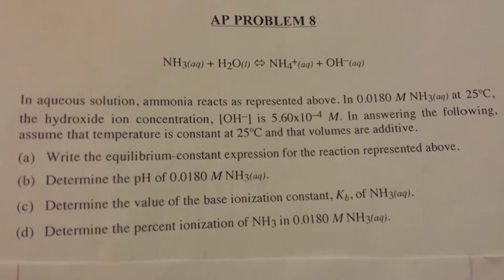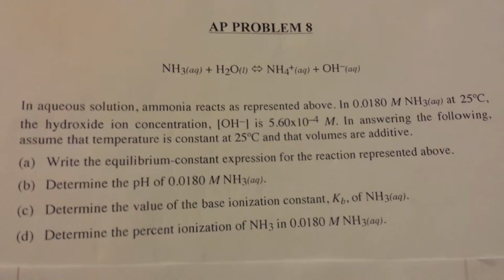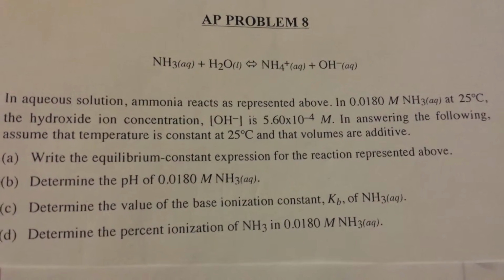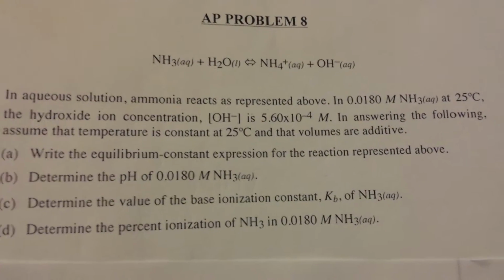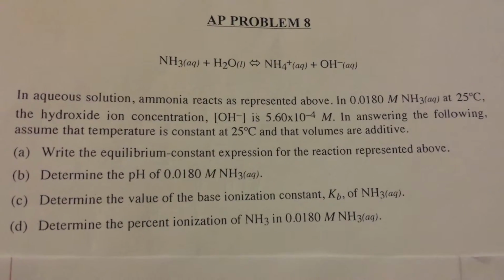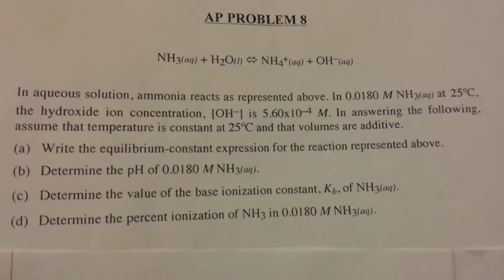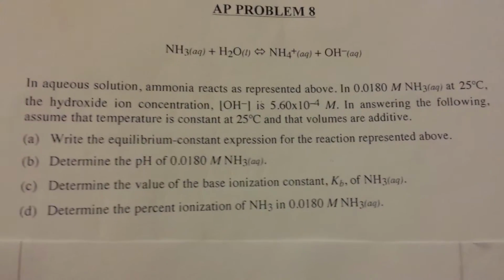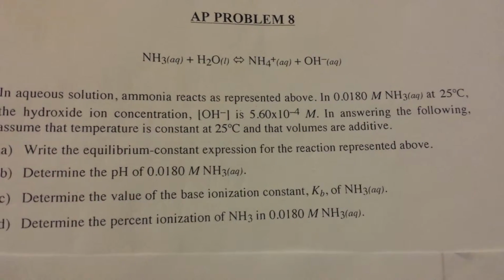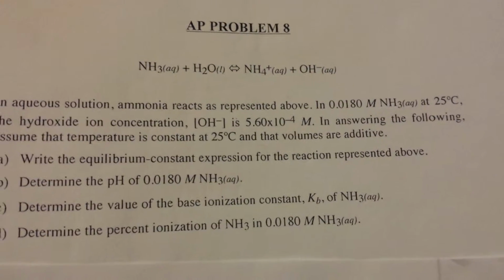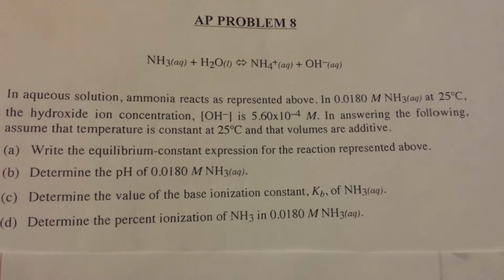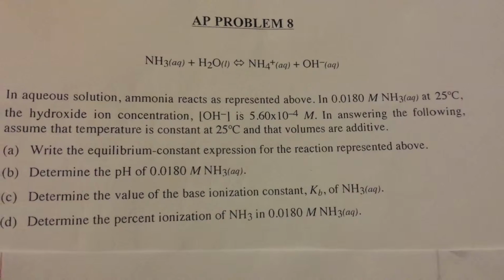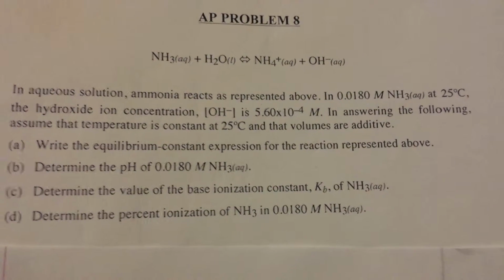AP problem number 8. In aqueous solution, ammonia reacts as represented above. In 0.018 molarity NH3 at 25 degrees Celsius, the hydroxide ion concentration [OH-] is 5.60 times 10 to the negative 4 molarity. In answering the following, assume that temperature is constant at 25 degrees Celsius and the volumes are additive.